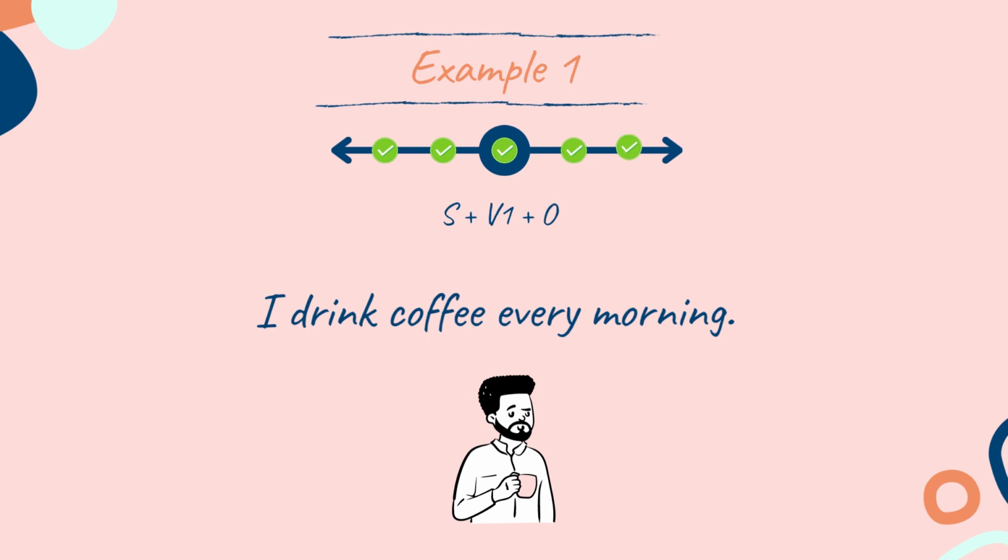Apart from that, look into the structure of the sentence. It follows the structure where I am the subject, drink is the verb's first form, and coffee is the object. I hope now you are clear on the structure and timeline of this tense. Let's look into next example.